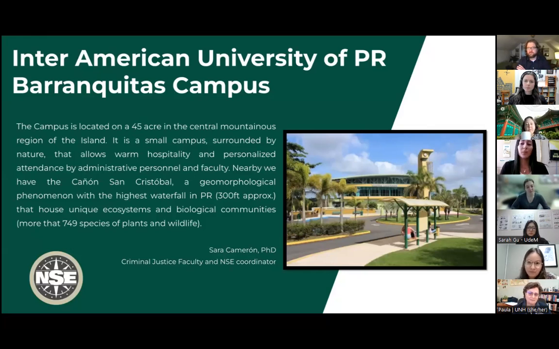We have nearby the Cañon of San Cristobal. It is a geographical phenomenon with the highest waterfall in Puerto Rico, approximately 300 feet, that houses a unique ecosystem and biological communities. I have to say, more than 700 species of plants and wildlife. Also, we have nearby the largest zip line in America, which is Toro Verde, located about half an hour away. We have hiking mountains. We have very accessible rivers.